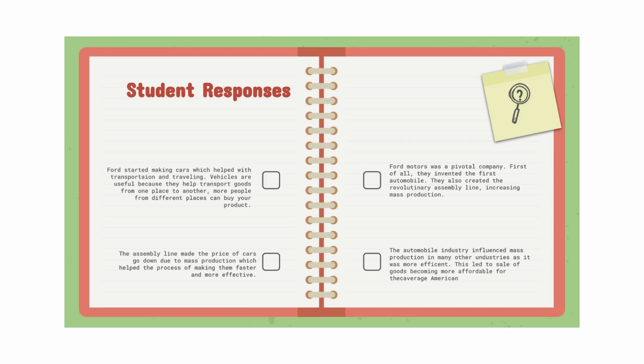Let's look at one more example. The final student response reads, The automobile industry influenced mass production in many other industries as it was more efficient. This led to sale of goods becoming more affordable for the average American. We notice some significant spelling and grammar issues with this response that can slightly hinder our comprehension, but overall we see an accurate answer to both parts of the question. This response scored a 2, highlighting that some grammatical errors are okay as long as you correctly identify and answer the two parts of the question.